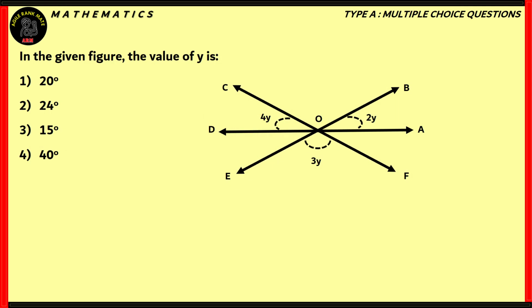Now, let's look at another question. In the given figure, the value of y is 20 degrees, 24 degrees, 15 degrees, 40 degrees. So we have three straight lines intersecting each other at a point O. The first line is AD, the second line is BE, the third line is CF. All of them intersect at O.